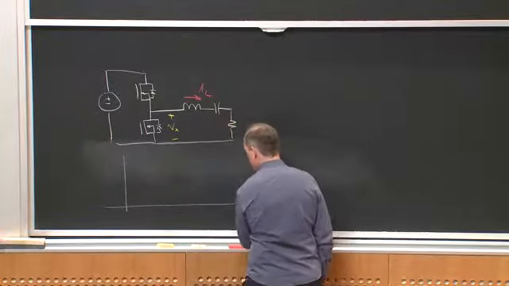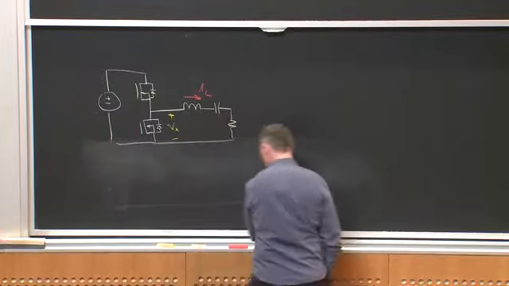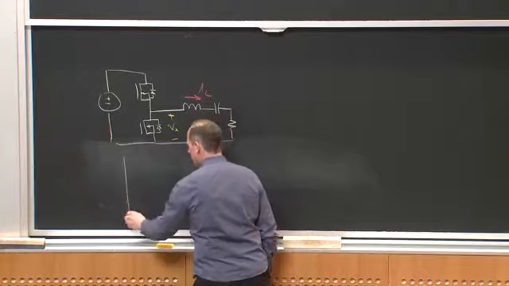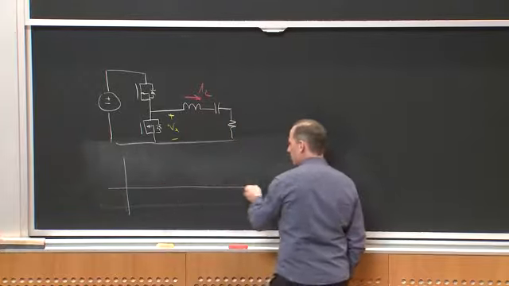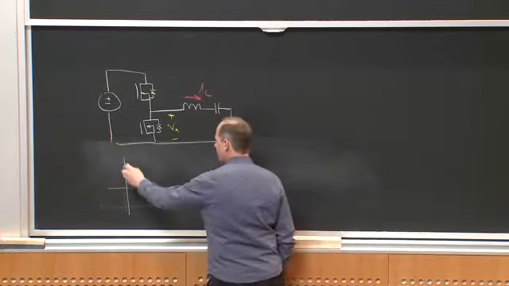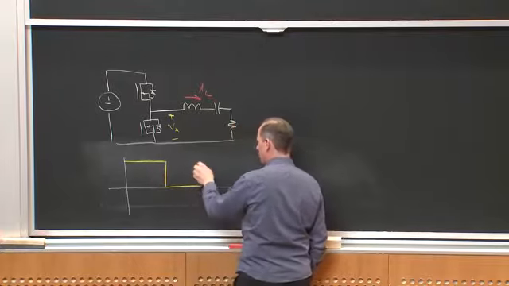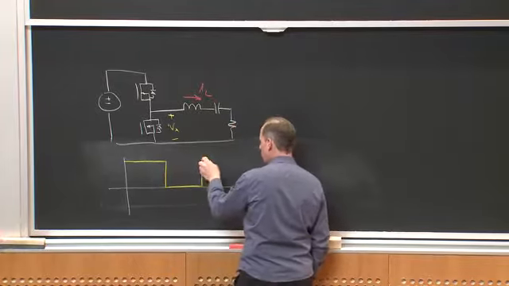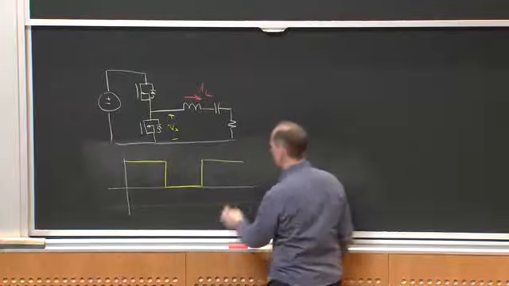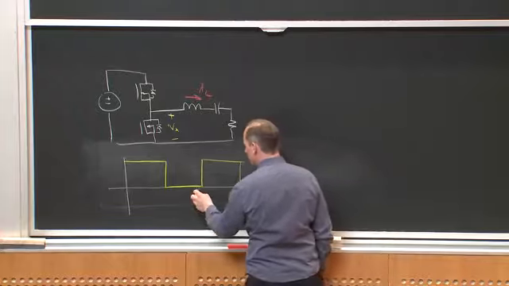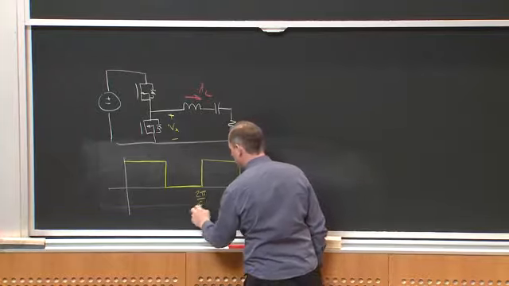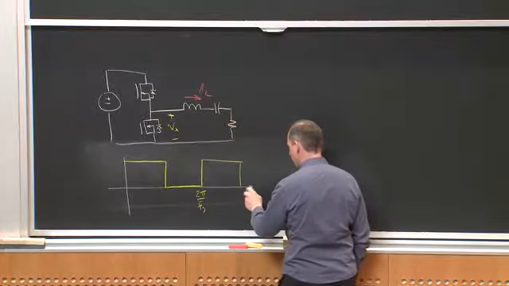So V sub X looks like this. Where I'm controlling this switching period, right? So this is supposed to be 50% duty ratio, right? So here's 2 pi over Fs. And this is T, right?